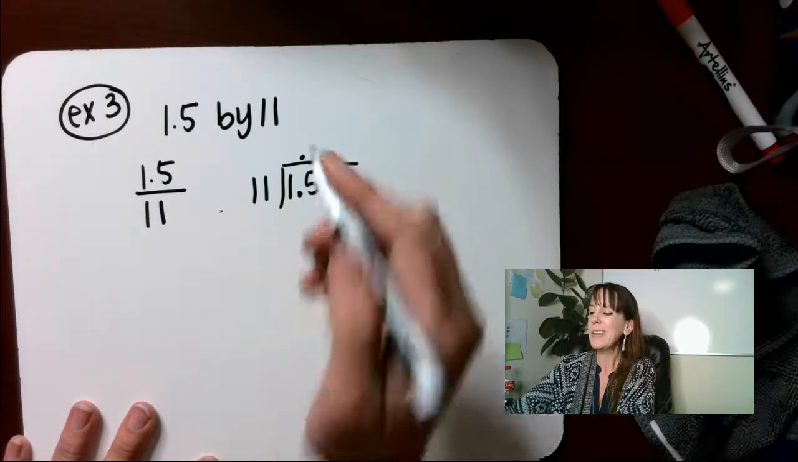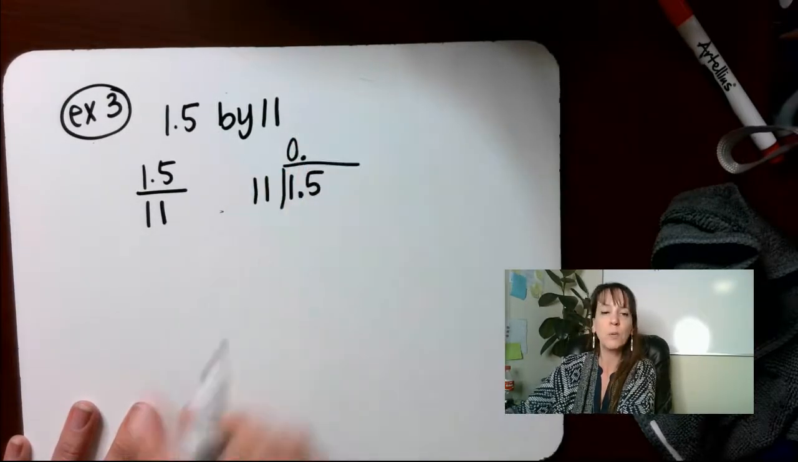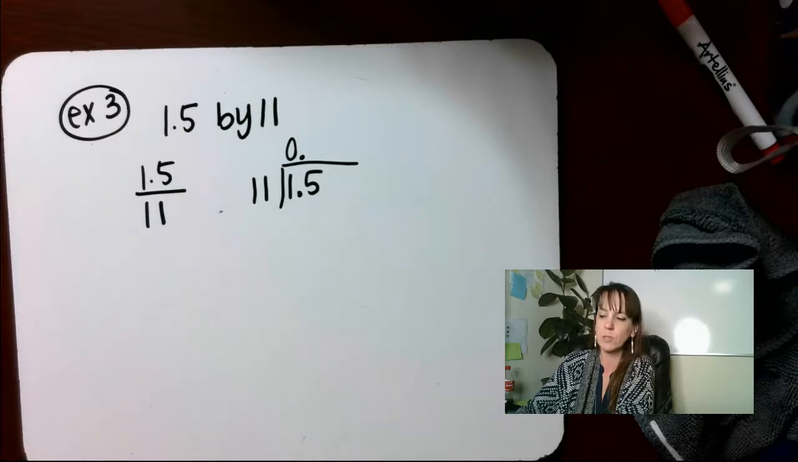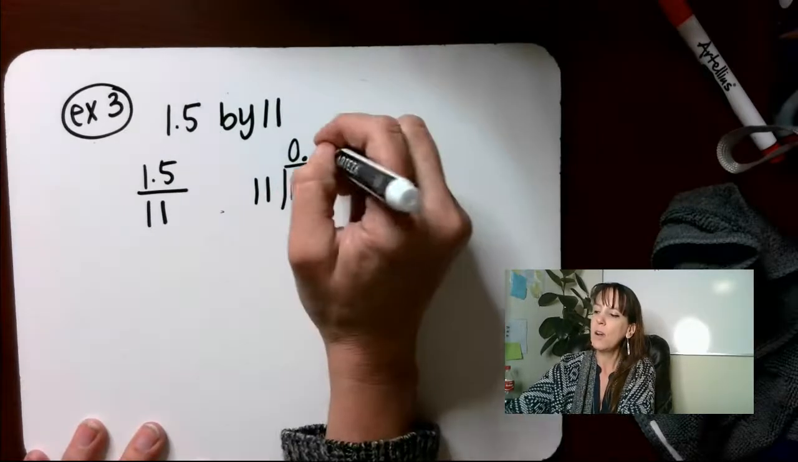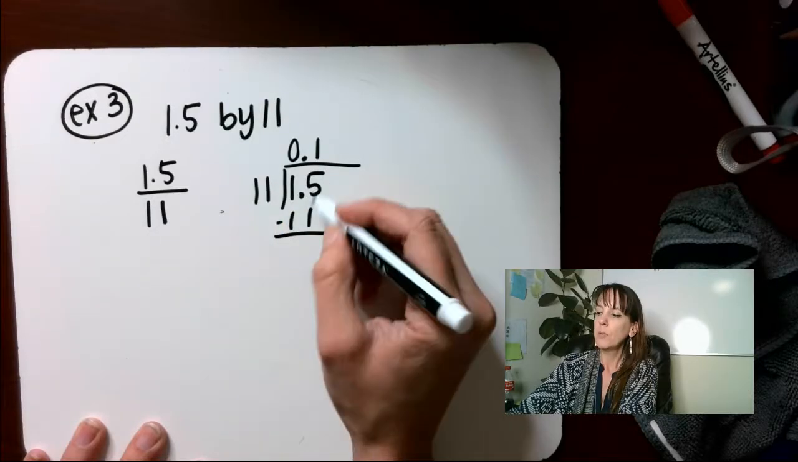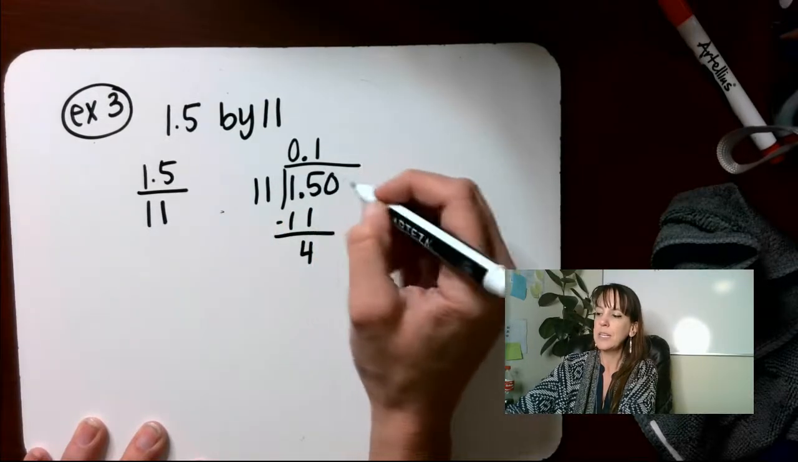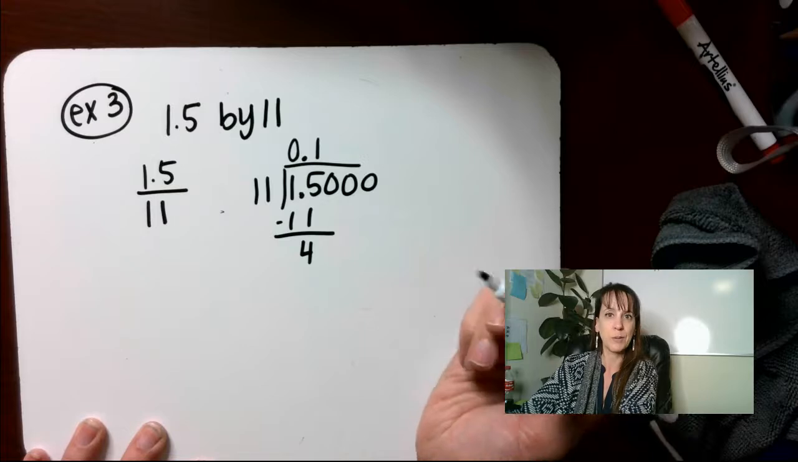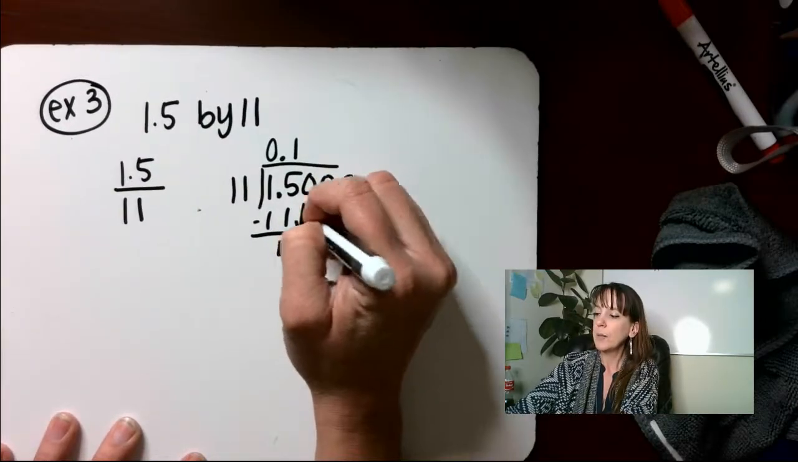11 goes into 1? It can't, so we can put a 0 here just as a placeholder. 11 goes into 15 one time. 1 times 11 is 11. When we subtract, we also have to keep bringing down. We're going to have some zeros over here that we get to bring down. So we're going to bring down.